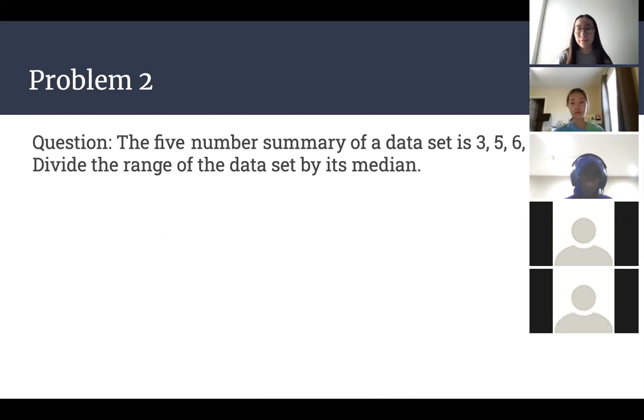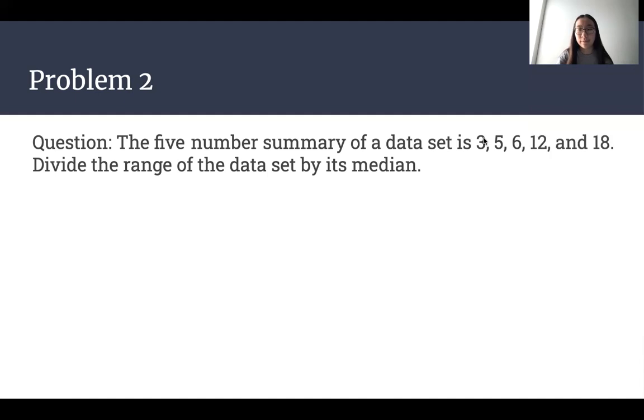All right, just for a hint. Remember the 5-number summary: we have the smallest number, the minimum, then the lower quartile, then the median of the whole data set, then the upper quartile, and then the maximum, or the largest number. And so you should divide the range of the data set by its median. Think about how to find the range.